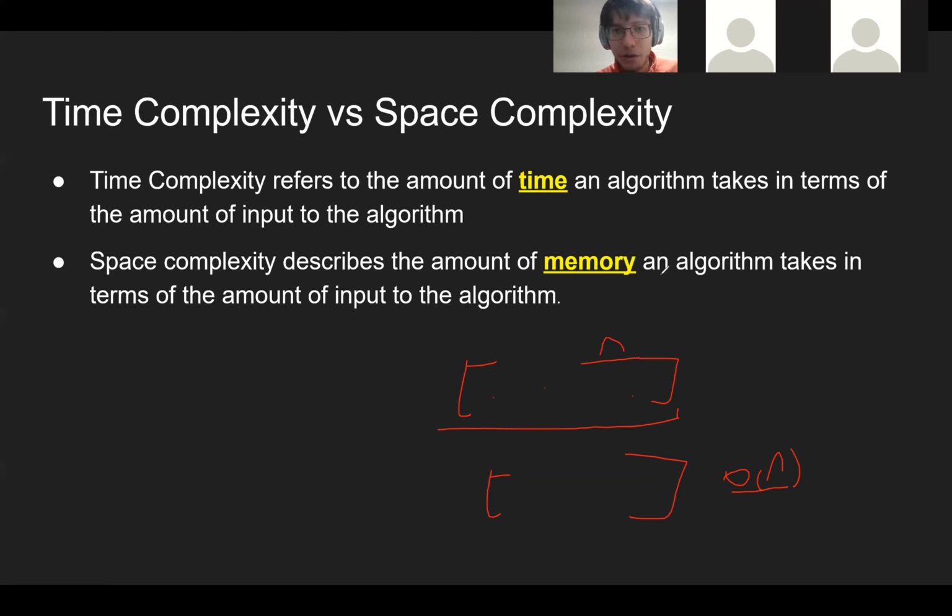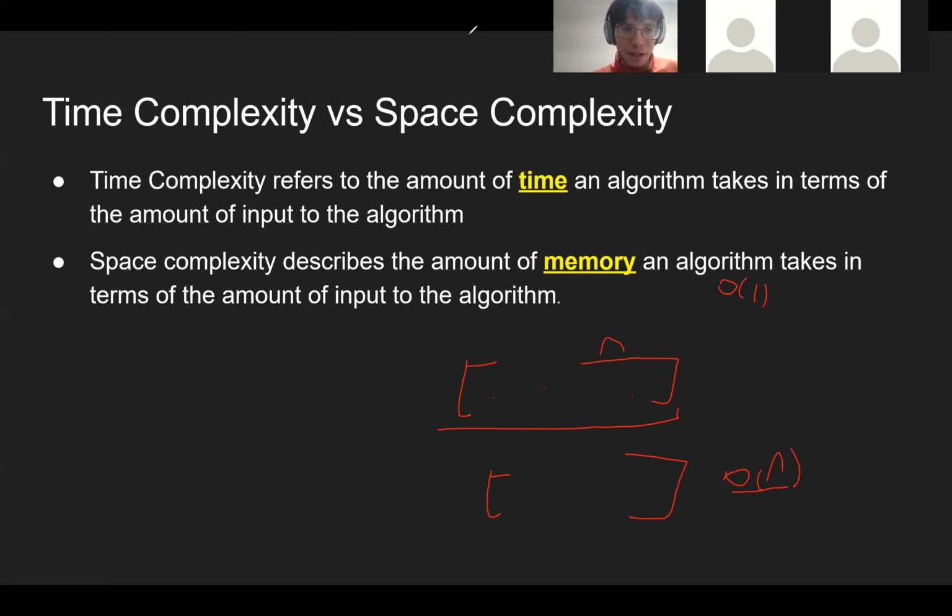If, for example, it was just adding 2 numbers, and I didn't have to use any space except for 2 variables, one for the first number, one for the second number, it's just O of 1 space. We would call it O of 1 because we're only using a constant space, a set number of variables.